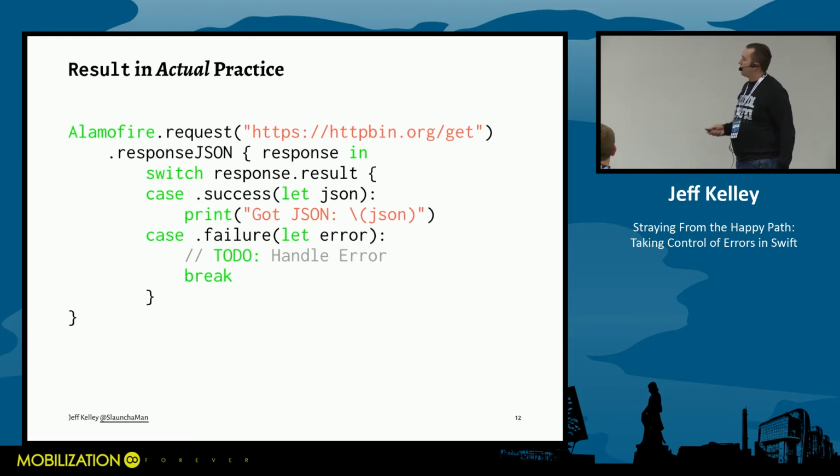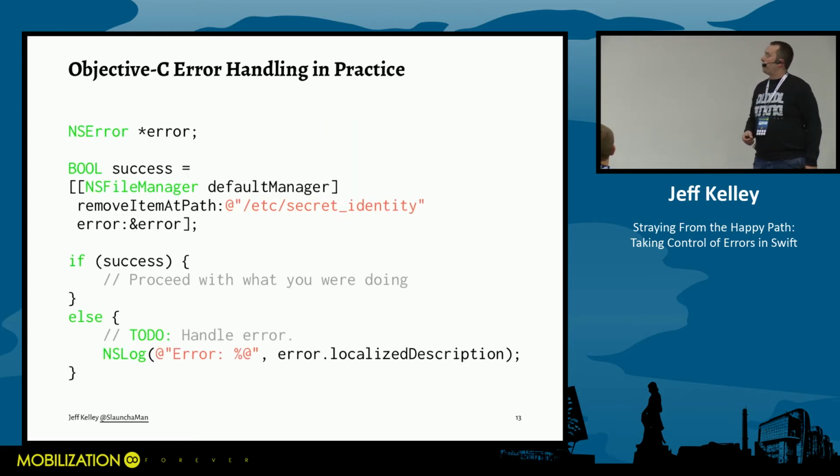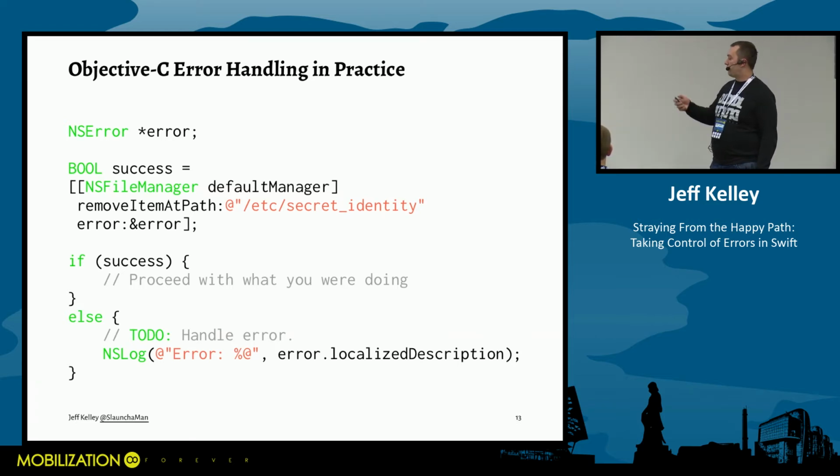This happened in the days of Objective-C, of course. So we'd get this pointer to the error, we do the thing, and then if success, we proceed with whatever it is we wanted to do, and then in the else, we'd have that to do, and that to do would hang out there forever.